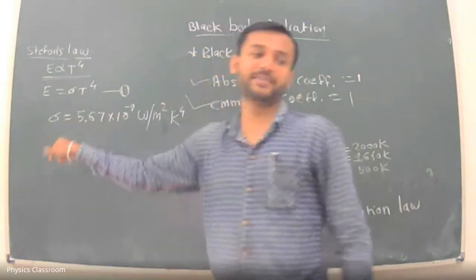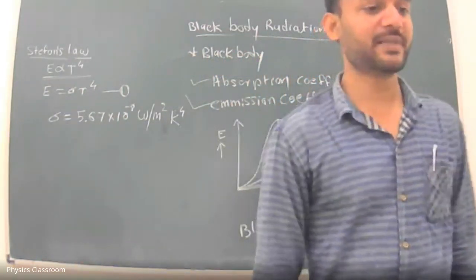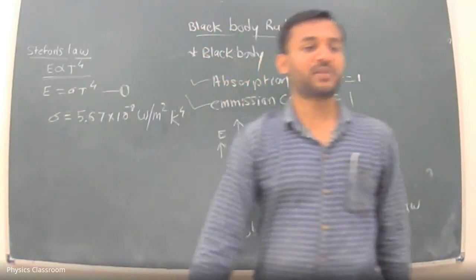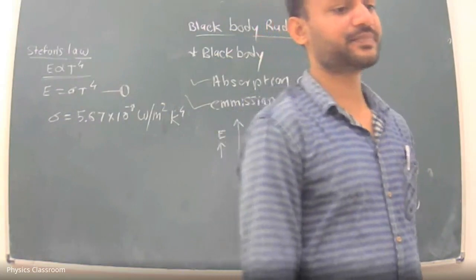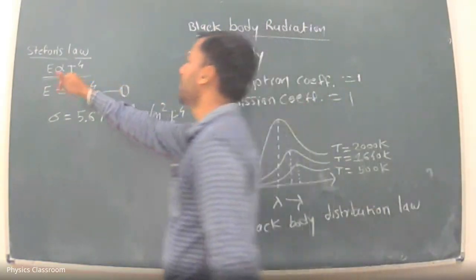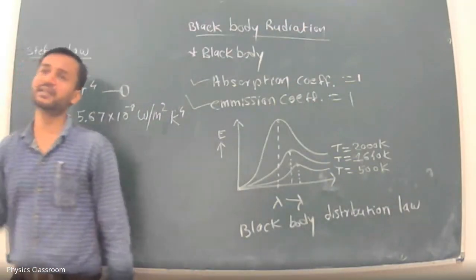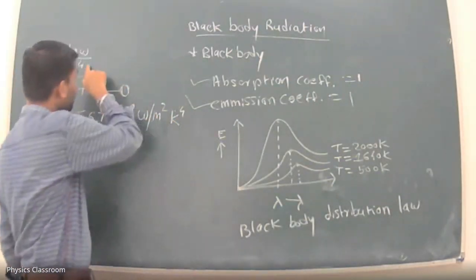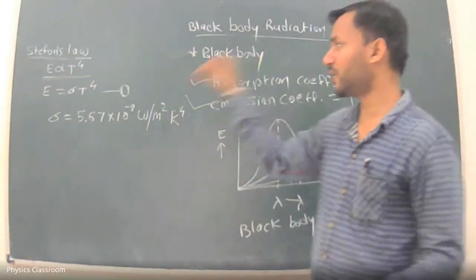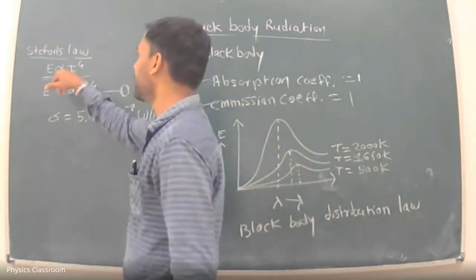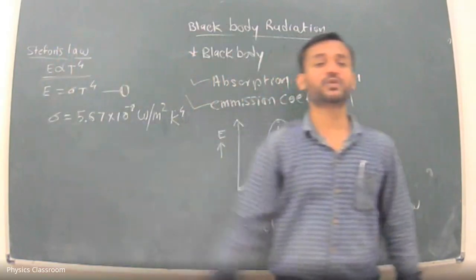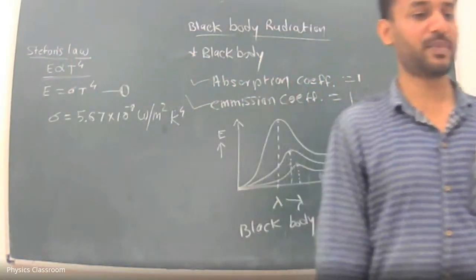So it is called the Stefan constant, sigma. This is the Stefan law, and from the Stefan law, what happens? Stefan found that the energy radiated by a black body is directly proportional to the temperature raised to the power 4.